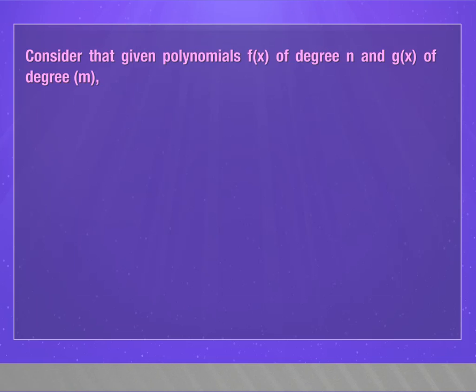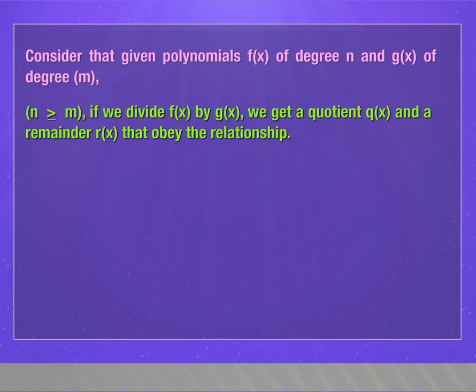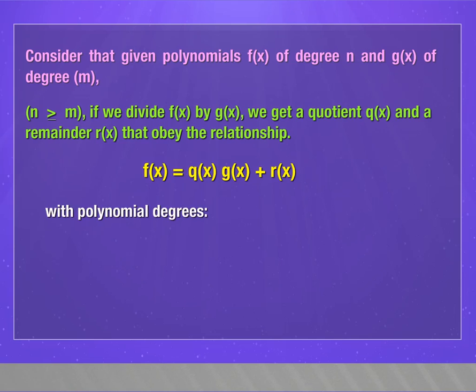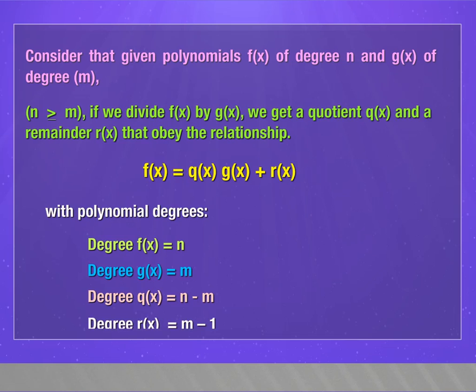Consider that given polynomials f of x of degree n and g of x of degree m, n is greater than m. If we divide f of x by g of x, we get a quotient q of x and a remainder r of x that obey the relationship f of x is equal to q of x into g of x plus r of x, with polynomial degrees: degree f of x is equal to n, degree g of x is equal to m, degree q of x is equal to n minus m, degree r of x is equal to m minus 1.